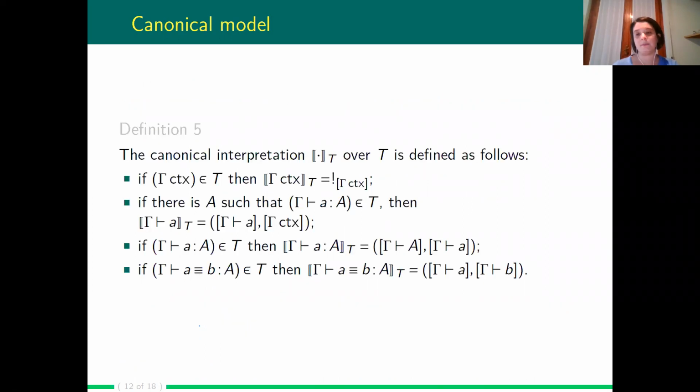So now we can define the canonical interpretation. We interpret each context as the unique arrow from the empty context, so the initial object in C, to the equivalence class of the context itself. Then each terming context is interpreted as the arrow from the terming context to the equivalence class of the context. The judgment is interpreted, as I said, as an arrow from the typing context to the terming context, and each equivalence judgment is interpreted as the arrow between the two equivalent terming contexts.